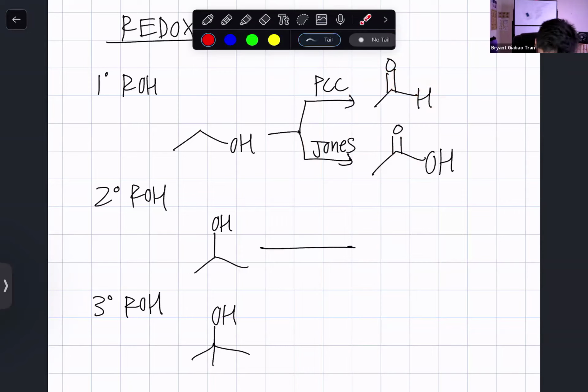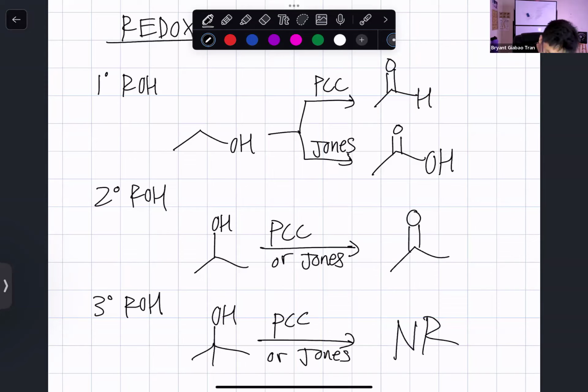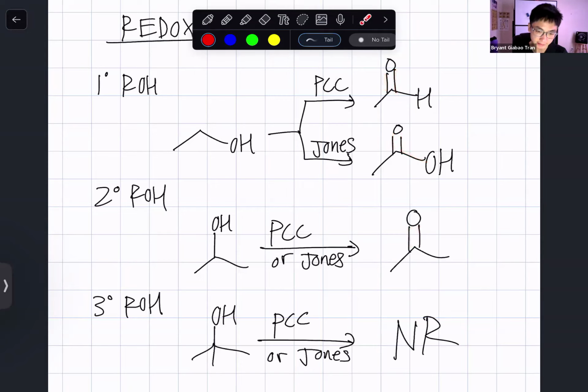Now, this primary alcohol here is the hardest example that you need to worry about, because once you move on to secondary alcohol, it does not matter if you use PCC or Jones, you get the same exact thing, which is a ketone, right? And then tertiary, PCC or Jones, no reaction, because for this reaction to occur, if something gets oxidized, something has to get reduced, right? And the meaning of oxidation is gaining a bond to an electronegative atom like oxygen right here, and the meaning of reduction is reducing the bond to an electronegative atom or gaining a bond to hydrogen, right?